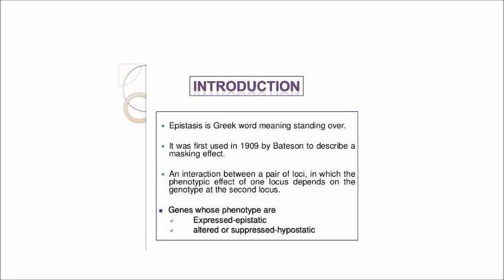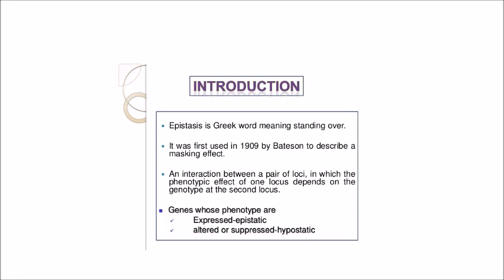Epistasis may be defined as one of the typical genetic phenomena where the function or certain characteristics of a certain gene has been masked or suppressed by another gene, and epistasis occurs as an interallelic interaction. It is an interaction between a pair of loci in which the phenotypic effect of one locus depends on the genotype at the second locus. So genes whose phenotype is expressed are epistatic, and genes whose phenotype is altered or suppressed are called hypostatic.